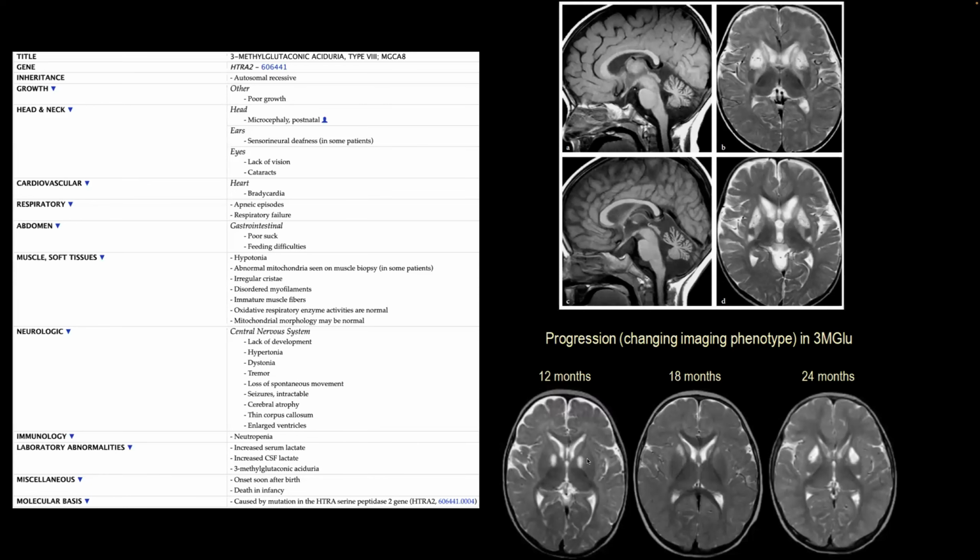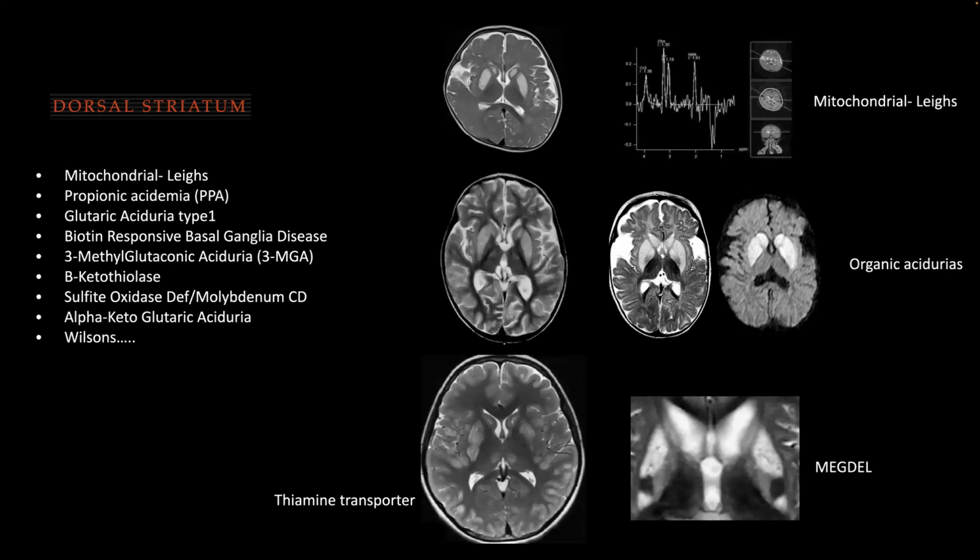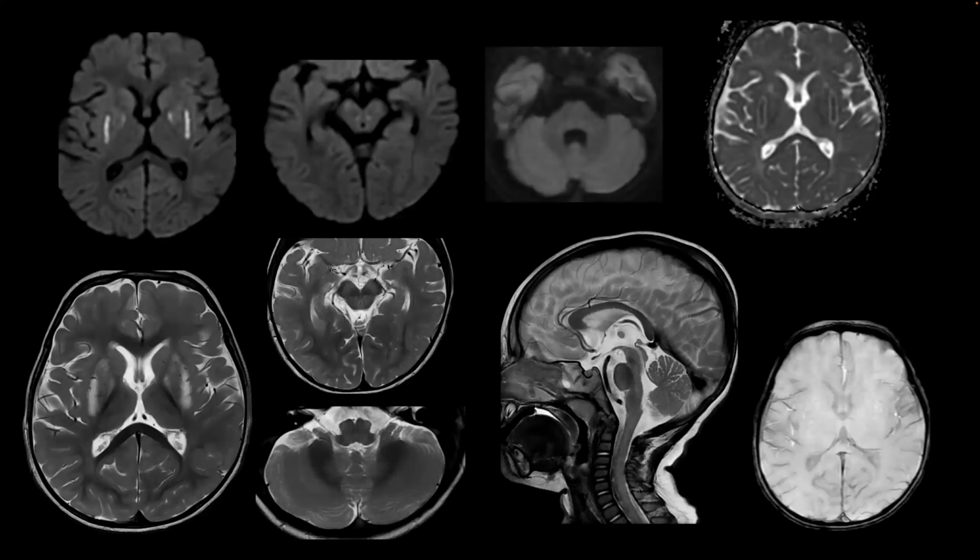So MEGDEL, I think there are 5 or 6 variants. So this is a different one. This is the problem with the genetic studies, where initially they had disregarded this one. Then I went back to them, and they gave me this report. So if urine methylglutaconic acid comes normal, then I probably have to say that this is not the cause, maybe.